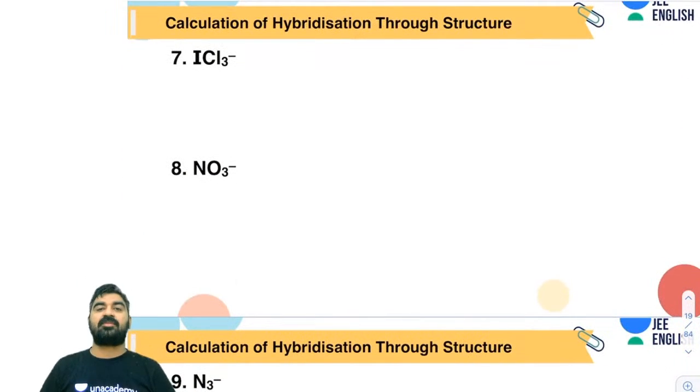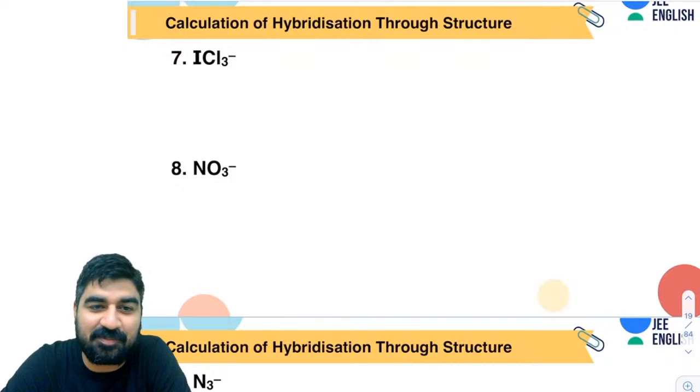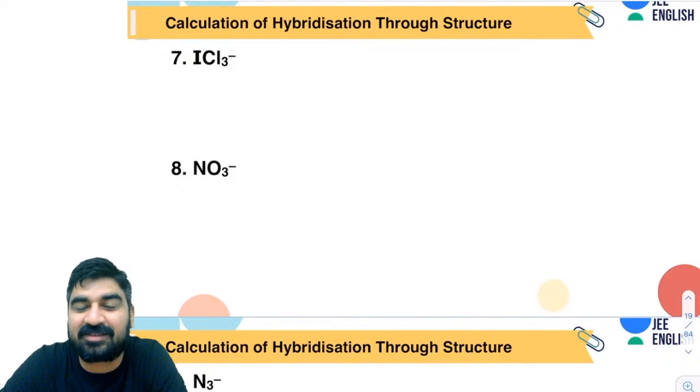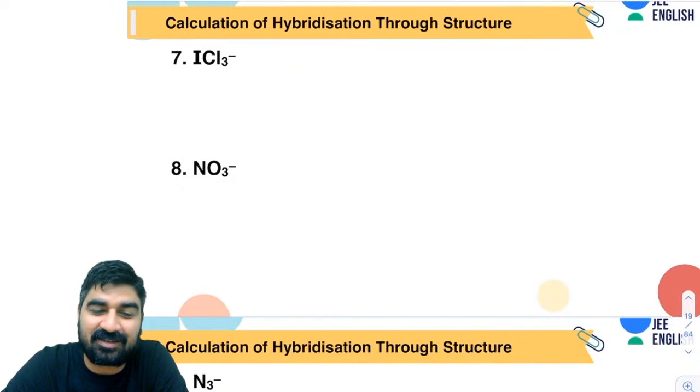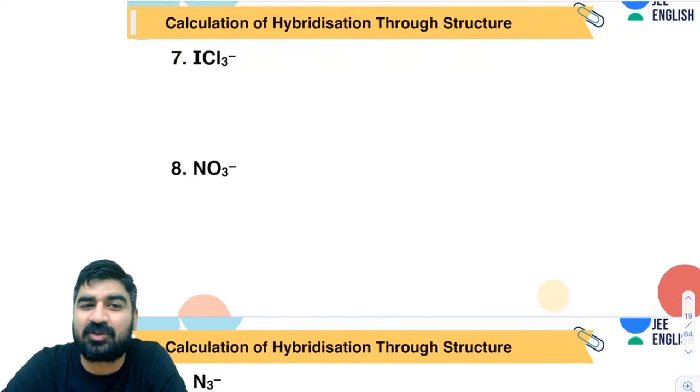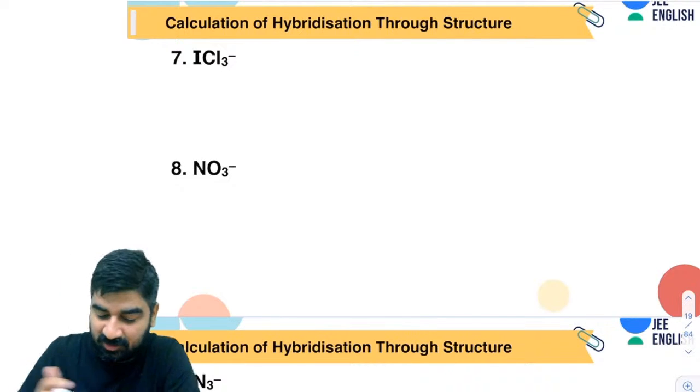Now calculate the hybridization through structures. So if I talk about ICl3 minus, if I talk about NO3 minus, how are you going to do this? Again, chlorine is a monovalent species, so iodine is making 3 bonds and then there is 1 negative charge. So 1 extra electron will be added to the iodine. So valence electrons are 7 and 1 extra is there, so it should have 8.